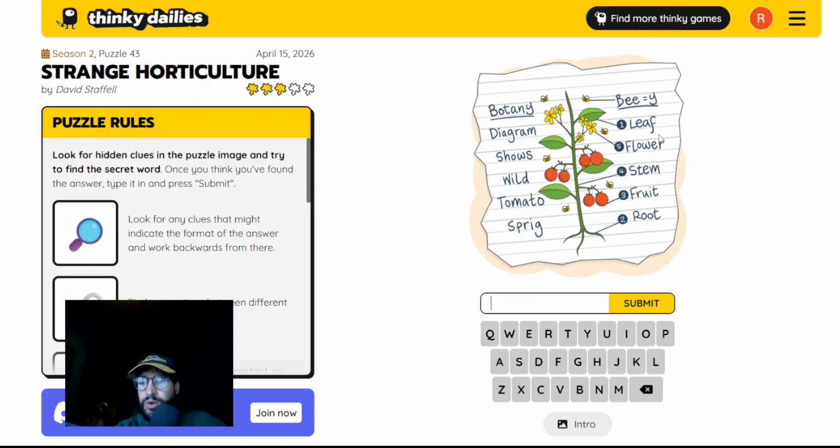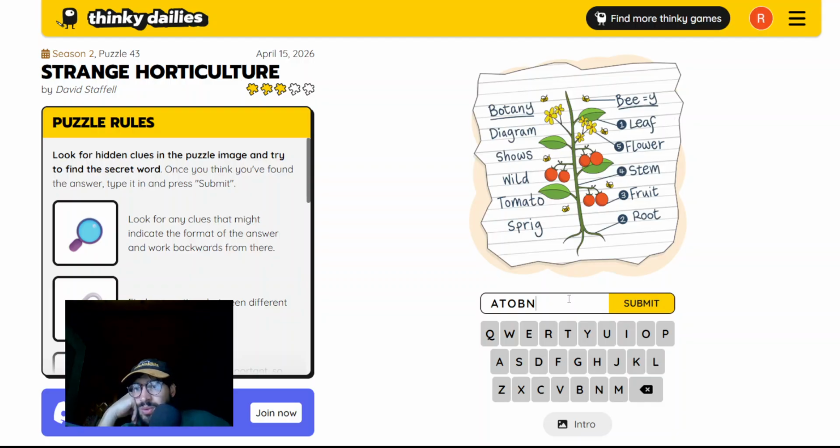So maybe we know that the leaf is the number 4, so leaf is an A. The second one is root. There are 3 roots, so that's a T. We know that the next one is the fruit. Fruit is 2. That's an O. This is going to spell something. The next one is the stem. The stem is the 1, which is the B. And the 5th one is the flower, which is 5, which is N. Atobun. No.